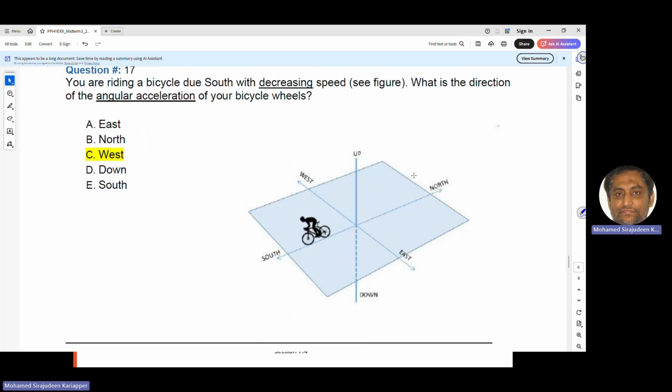Let's imagine, suppose this is north. Then what is this direction? West? East. Please, you need to remember this.